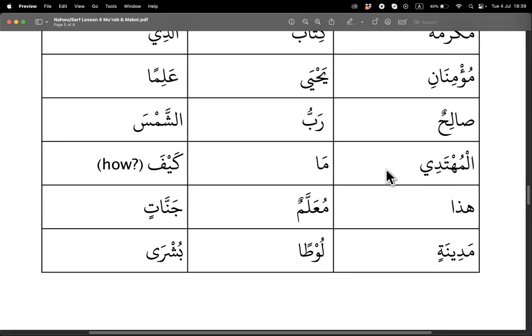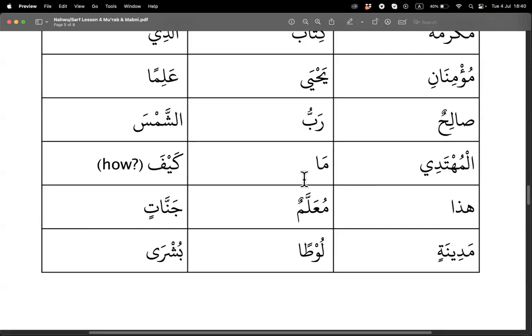What's the number? Nasab or jar. Ina. Plural. Yes, gender. Gender masculine. Good. Type. Proper. Good. That's one.